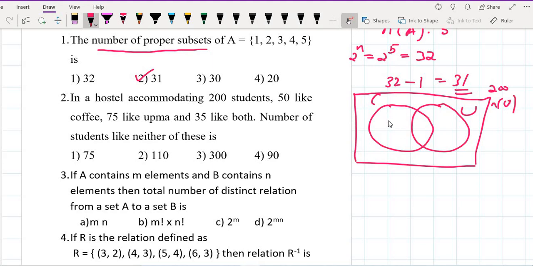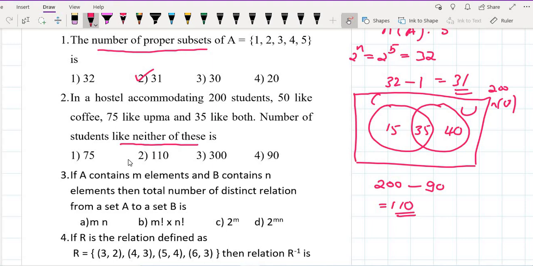Consider the ones who like both, the number of students who like both coffee and upma, that is 35. So you have to fill up here first. So that is 35. Then the number of students who like coffee, that is 50; 35 is there already, so this should be 15. Then the number of students who like upma, that is 75, but 35 is written already, so this will be 40. Now listen to me. The question is the number of students who like neither coffee nor upma. So they do not belong to these regions. That means from the universal set, from 200, you have to subtract 35 plus 15 plus 40. That gives you 90, right? So 200 minus 90, that is 110.